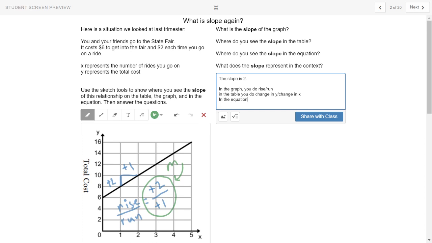In the equation, it's the coefficient. Oops, I spelled that weird. The coefficient of x. In other words, it's 2 times x. In this context, the slope of 2 represents that each ride costs $2.